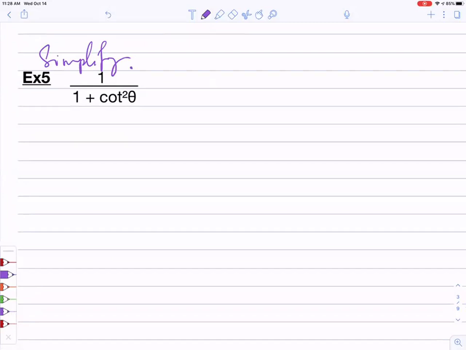So what would be a good way to simplify this? By the way, I could change everything into sines and cosines. That would be legal. Yeah, let's go cascading down the mountain. So we've got 1 over cosecant squared. And then what is 1 over cosecant squared? Yeah, sine squared.